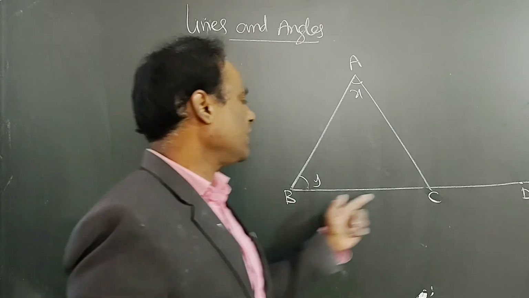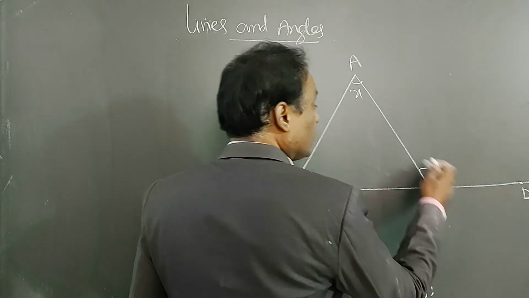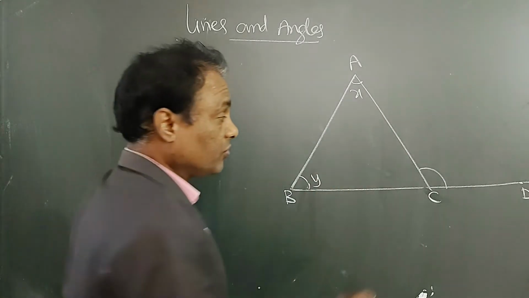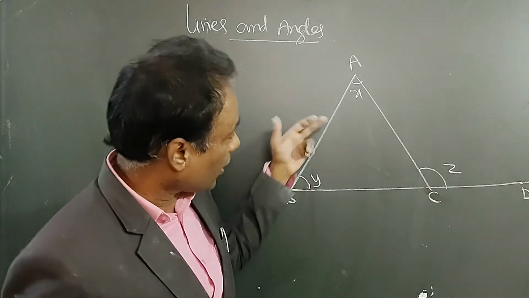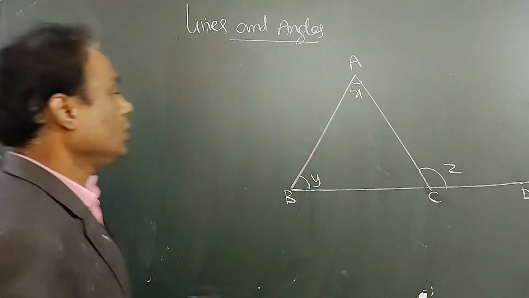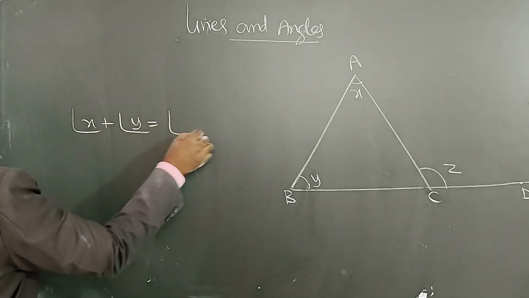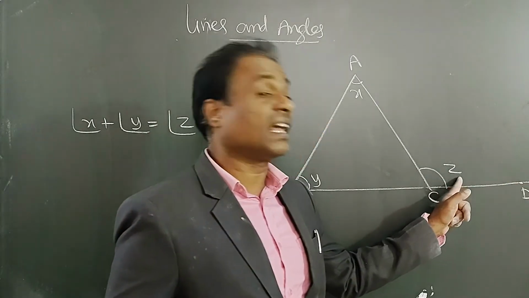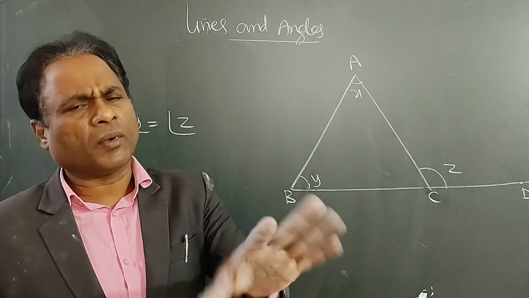So if one side of a triangle is produced, the exterior angle is equal to the sum of the two interior opposite angles. So that is the concept. This Z is equal to the interior opposite angles, x plus y. So angle x plus angle y is equal to angle Z. For this, a small proof is there.